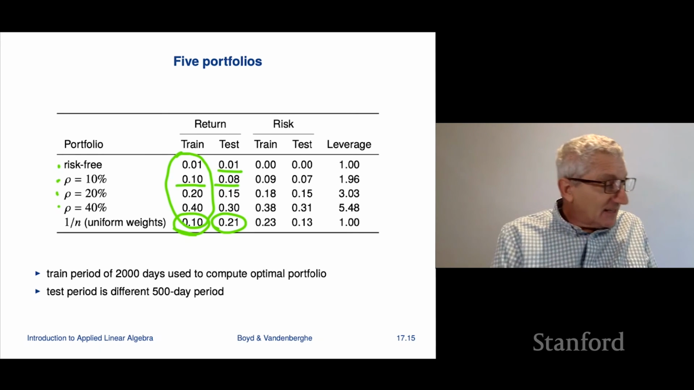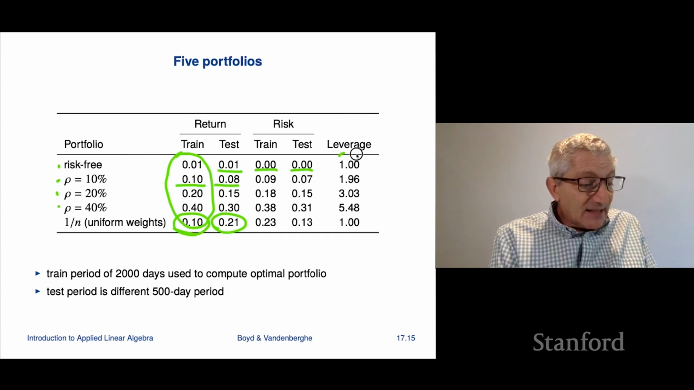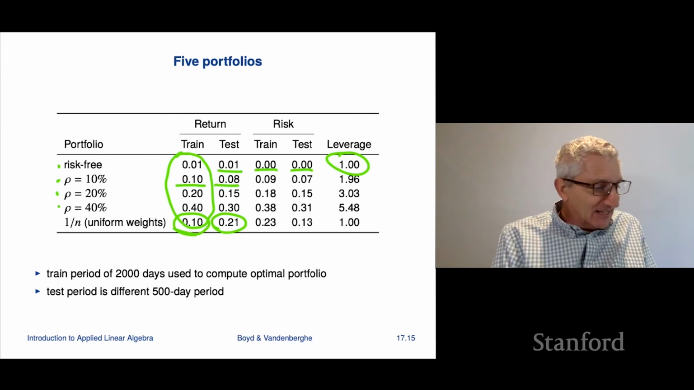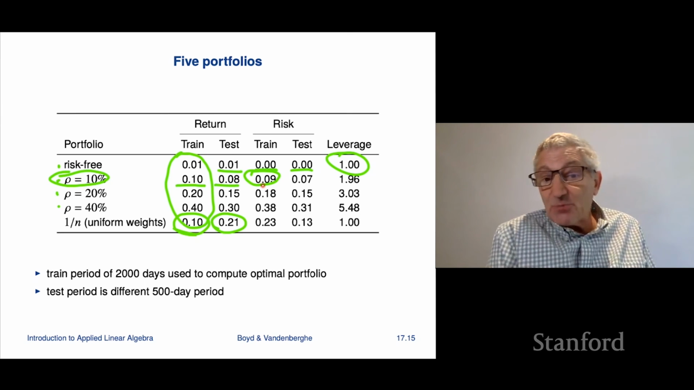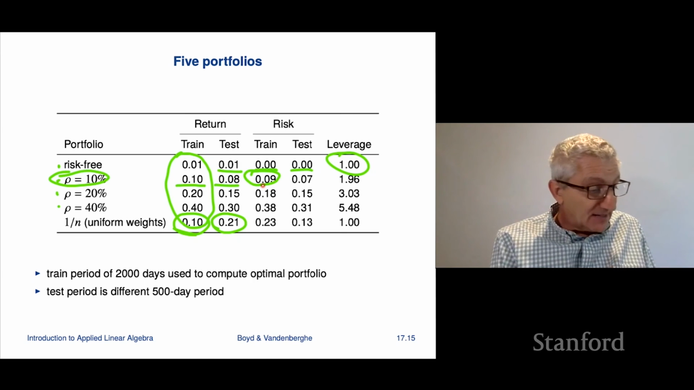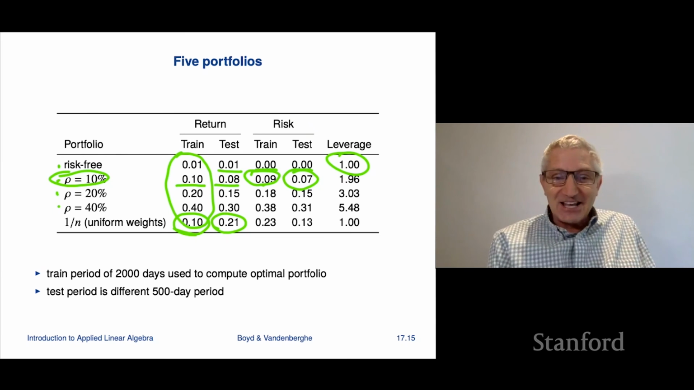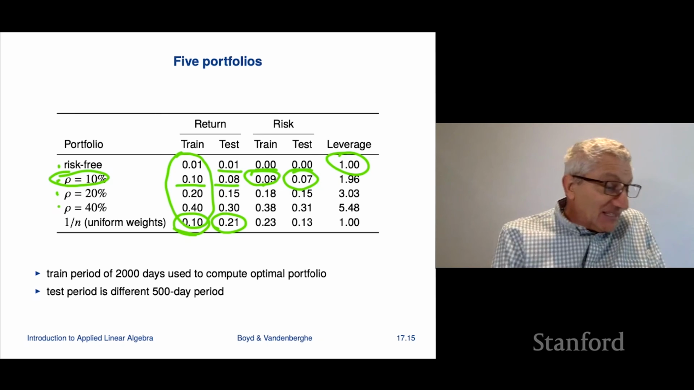So the risk, of course, for risk-free, is 0 on train and test. And the leverage is 1. Of course, it's 1. This is very safe. It's long only. If we ask for 10%, this is sort of interesting. The risk we get in train is 0.09, 9%. Now on the test set you get 7%, so that's actually in your favor. I mean, this happens. This is fine, right? It means that it was less.